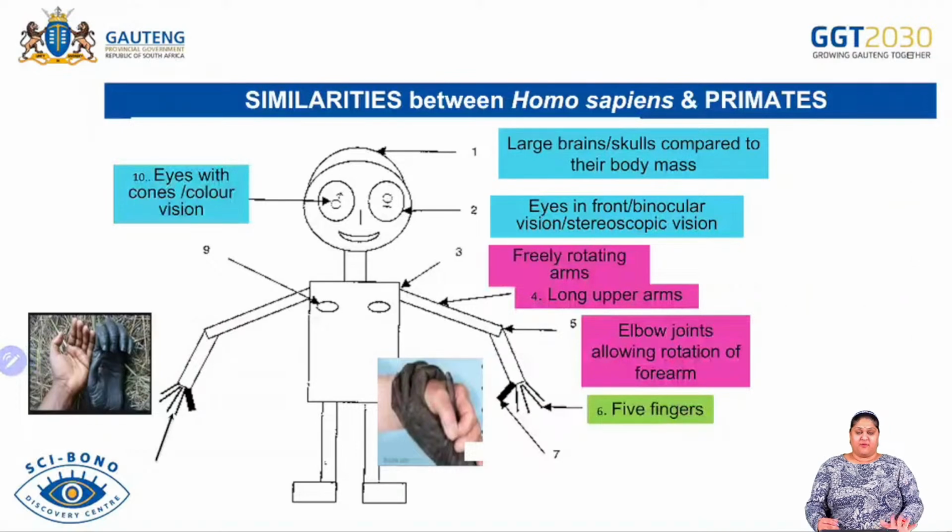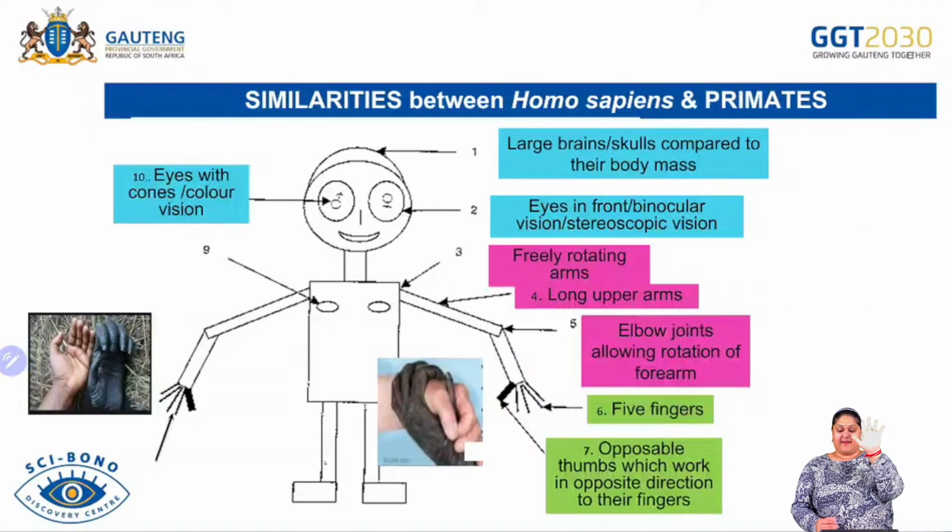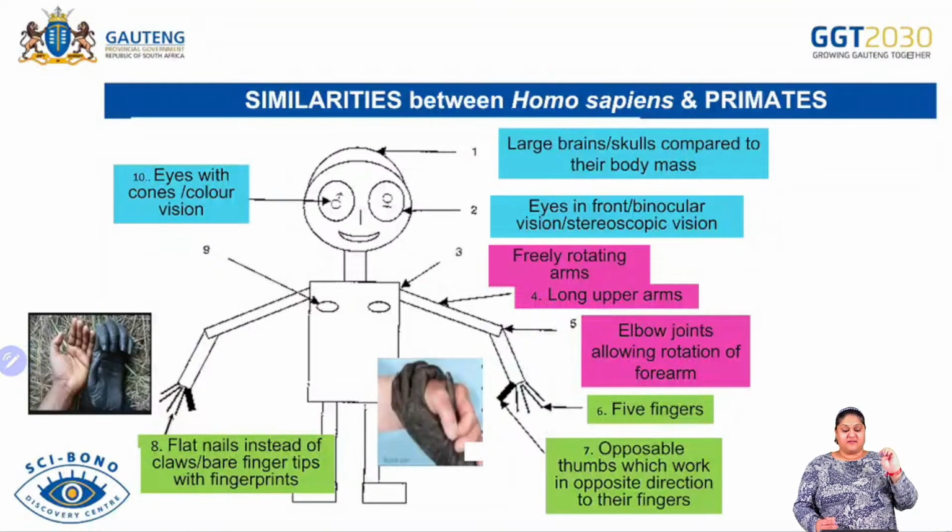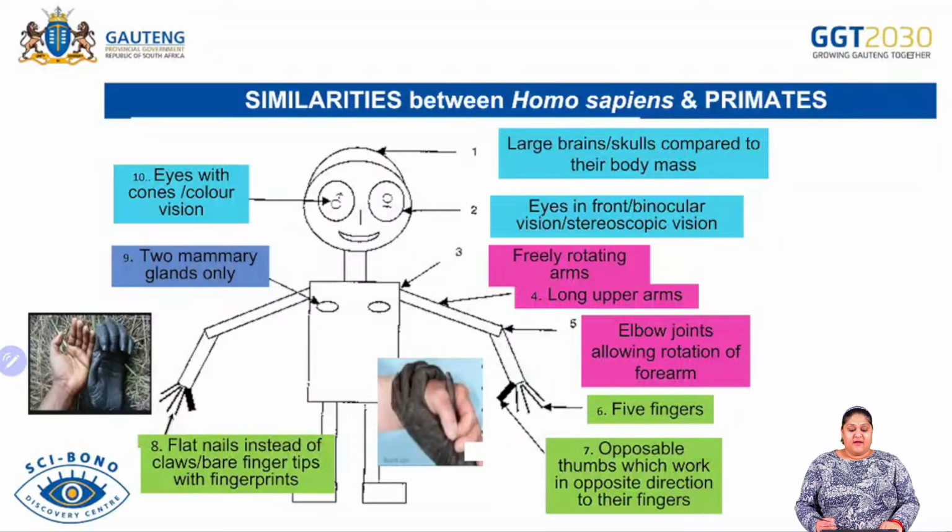And then we go on to our hands. We have 5 fingers, opposable thumbs, which work in opposite direction to the other fingers. Can you see these are going like this, but this one's going this way? That's what we mean by that. Flat nails instead of claws, or bare fingertips, you could say. So that's everything to do with our hand. That's in green. 2 mammary glands, and then we have eyes with cones. Okay, we did that one already, sorry. And then the last one I didn't say is sexual dimorphism.